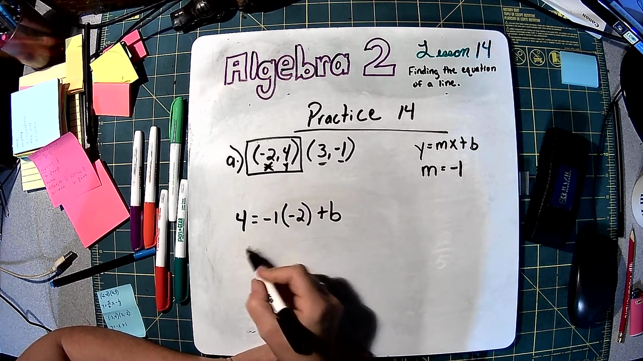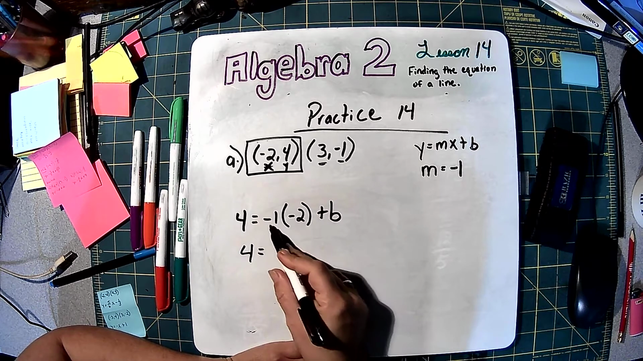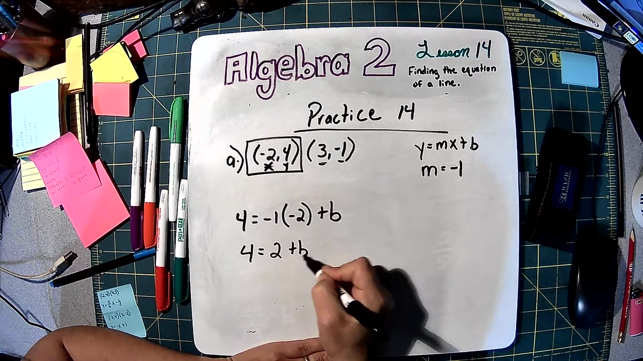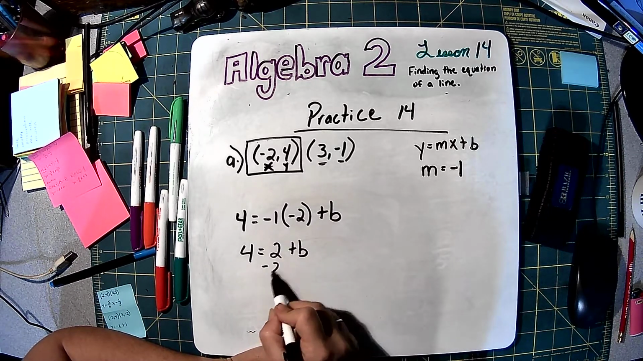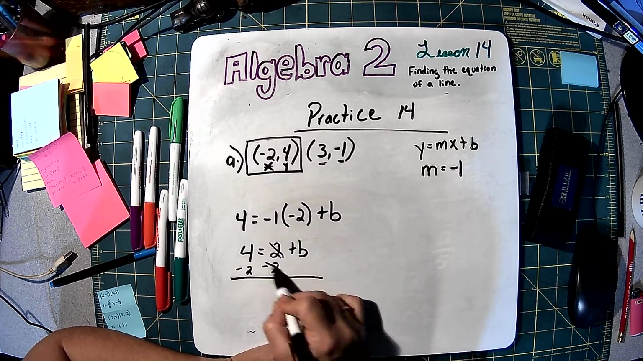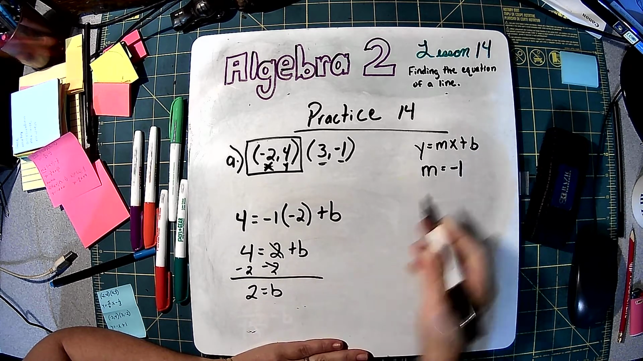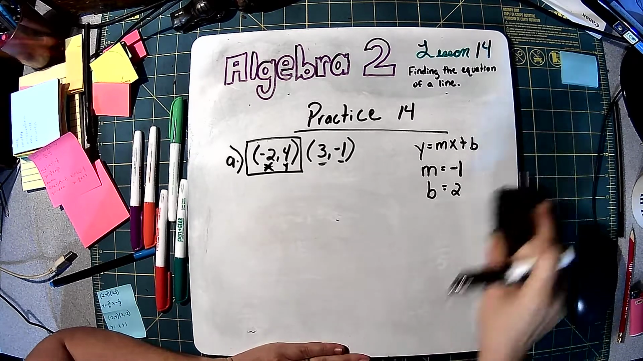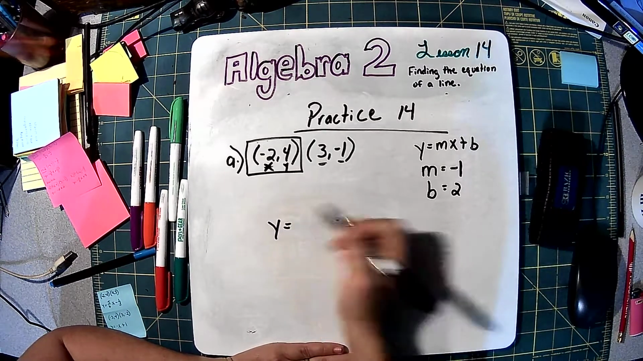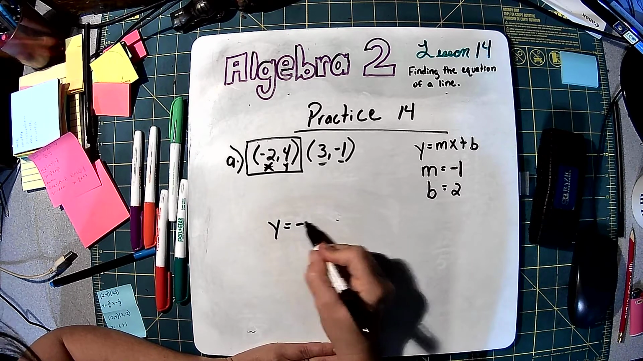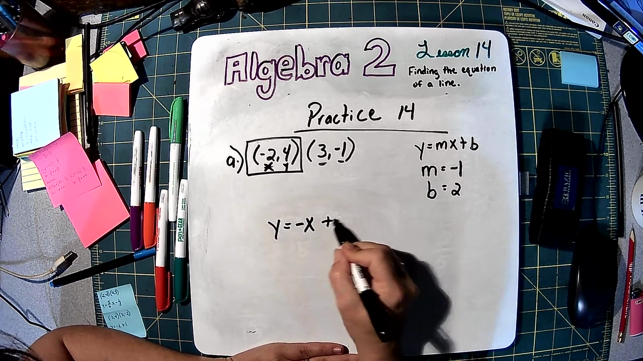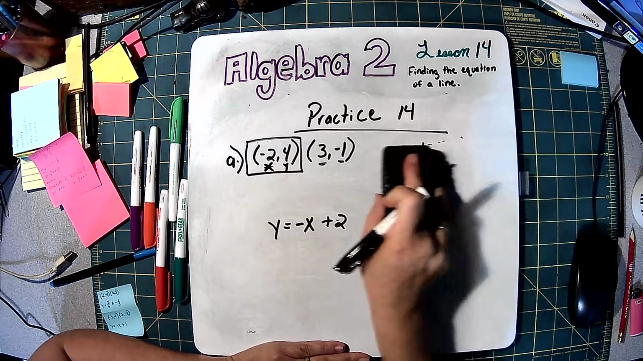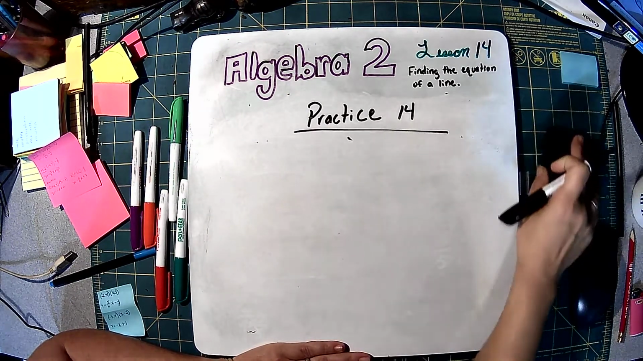Now I'll multiply right here. 4 equals negative 1. Negative times a negative makes a positive. 2 plus b. Now I'm going to subtract my 2. I'm going to get 2 equals b. So my b value is 2. Now I just have to write my equation. Y equals, m is negative 1, so I'm just going to put negative x plus 2. Right? All right, we'll try b.